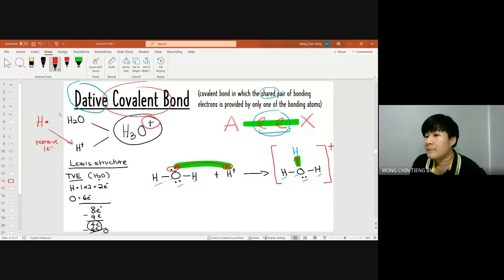Nampak? So dative covalent adalah keadaan kita sekarang. Our relationship right now, only me giving, you give nothing in return. Itulah kita. Sedih kan?